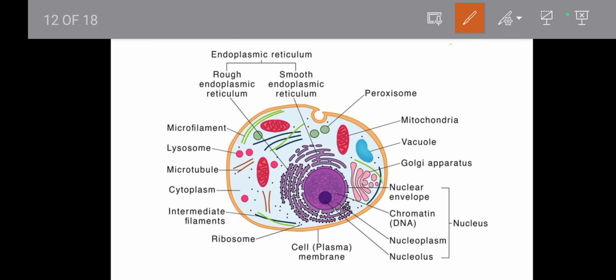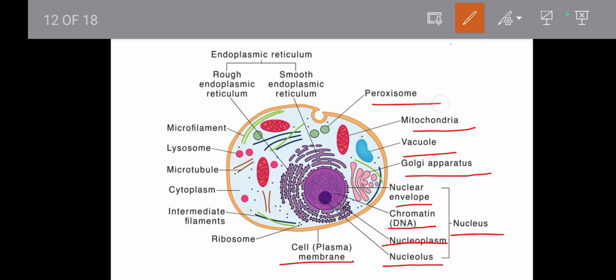This is a typical animal cell. Animal cell is surrounded by plasma membrane. Animal cell contains nucleus, which is composed of nuclear envelope, chromatin DNA, nucleoplasm, nucleolus. It also consists of Golgi apparatus, vacuole, mitochondria, peroxisomes, endoplasmic reticulum, that is rough and smooth, microfilament, lysosomes, microtubules, cytoplasm, intermediate filaments, and ribosomes. It is very much similar to the plant cell, but the major difference between plant and animal cell is that animal cell lacks cell wall, chloroplast, and the size of the vacuoles is very small.